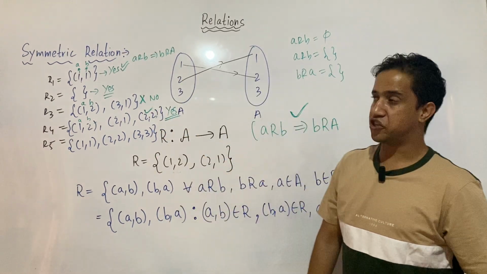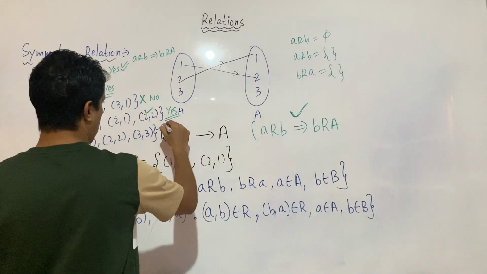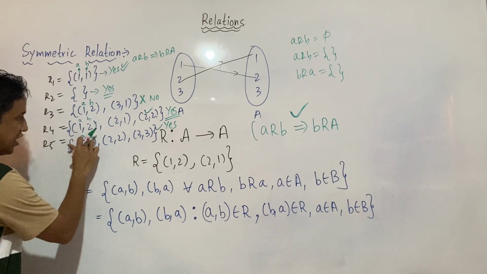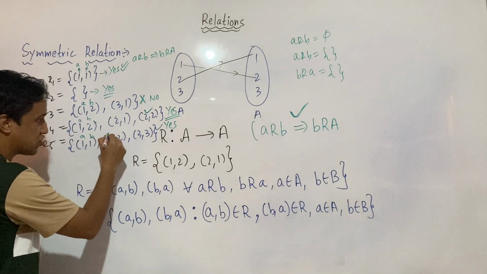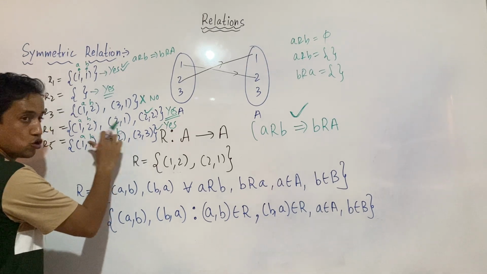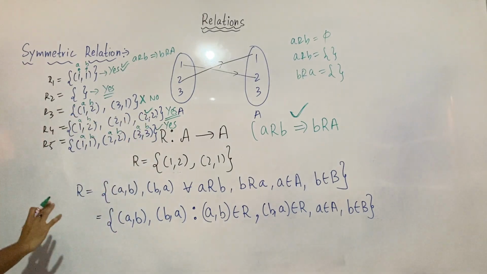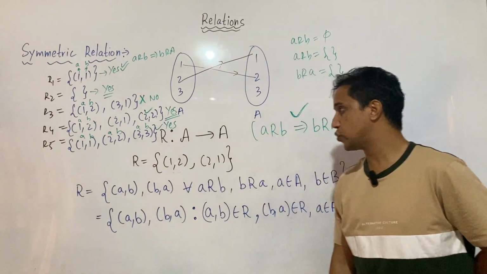It follows the condition of symmetric relation. Then R5, yes, this is also a symmetric relation. Because A and B are the same, A related to B means B must also be related to A. A is again the same. If A is related to B, B must be related to A. B and A are both the same. If A is related to B, then B must also be related to A.